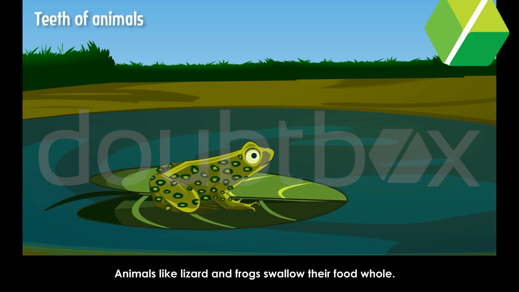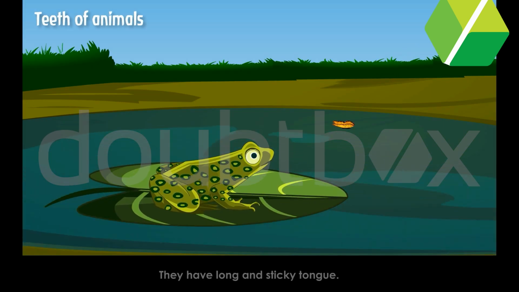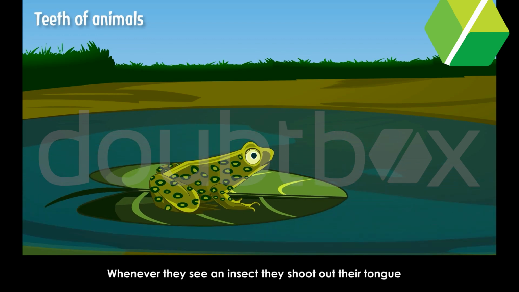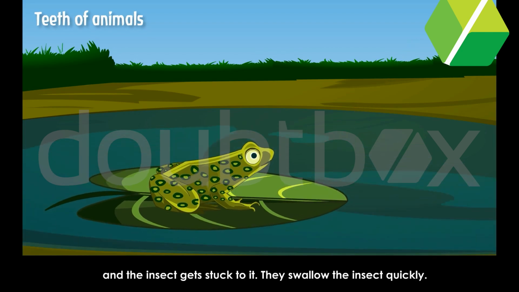Animals like lizard and frogs swallow their food whole. They have long and sticky tongue. Whenever they see an insect, they shoot out their tongue, and the insect gets stuck to it. They swallow the insect quickly.